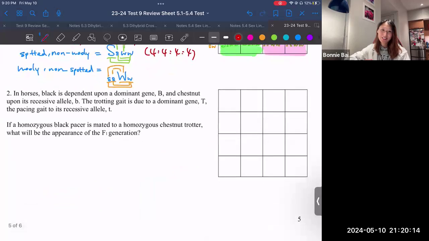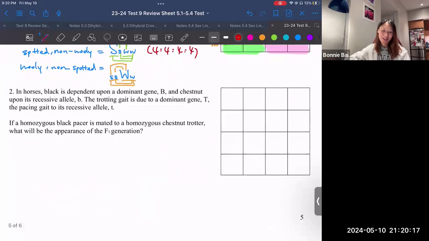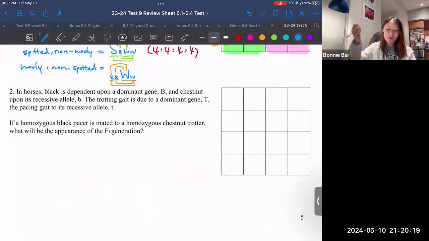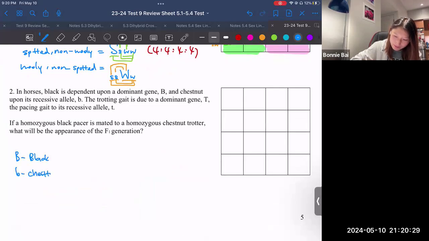Question number 2. Okay, we got this, people. In horses, black is dependent on the dominant gene. Big B is black. Chestnut is recessive. Little b is chestnut. All right, speed round. Okay, here we go. Chestnut. Okay, trotting. We're doing big T. We're trotting, whatever that means. Trotting gait. Little t is pacing. Oh, it's like how they run or hang out, the bounces.